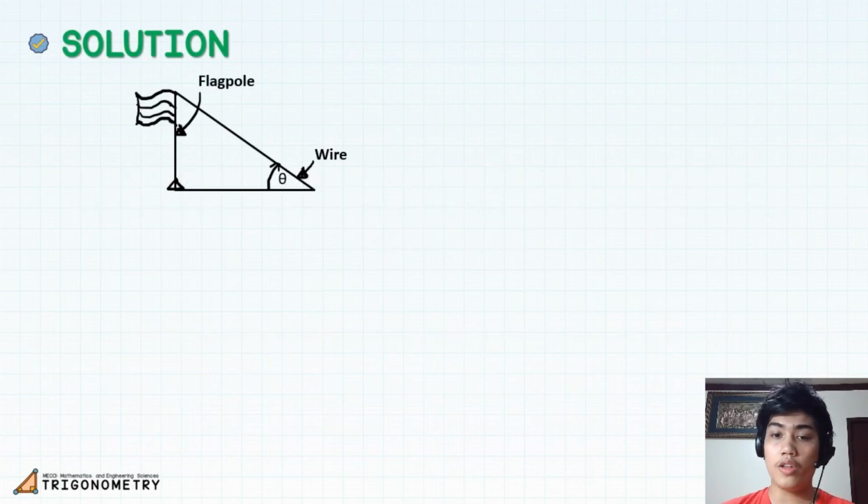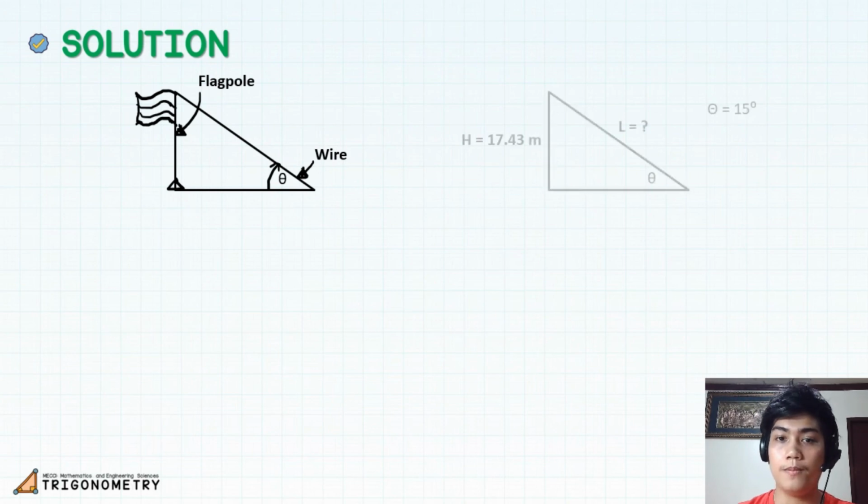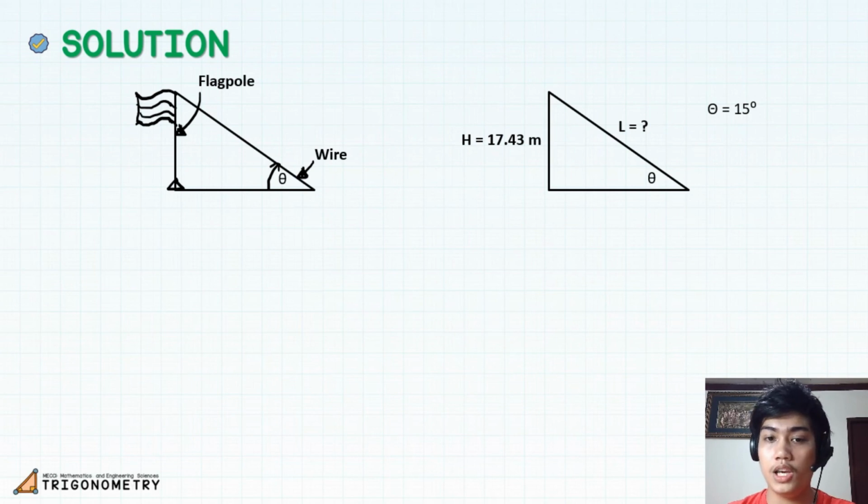If we try to draw the given, this is what it would look like. We have a flagpole, and at the top of it is where the wire is connected, and it forms an angle theta with the ground. If we draw that as a triangle, h is equal to 17.43 meters, and the angle formed by the ground and the wire is 15 degrees, which is theta, and the unknown is the length of the wire, denoted by L.